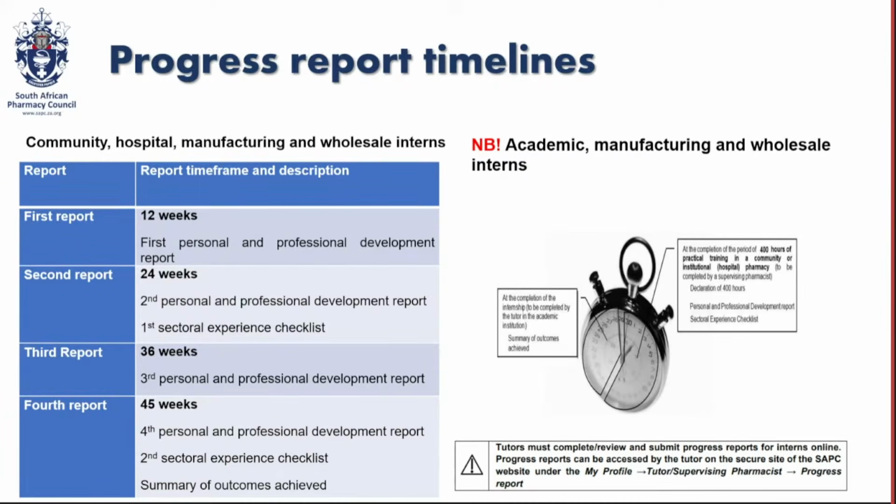So please make a note that all review, completion or submission of progress reports are all done online. They must be accessed by the tutor on the secure site of the Pharmacy Council website under the My Profile tab, which you'll see on the landing page, I think it is, or if you go into Tutor, and it says tutor or supervising pharmacist, and then you'll see the progress report there. Just ensure that you familiarize yourself with the web page in order to make this process easy for you.